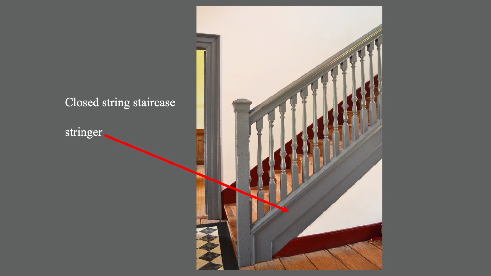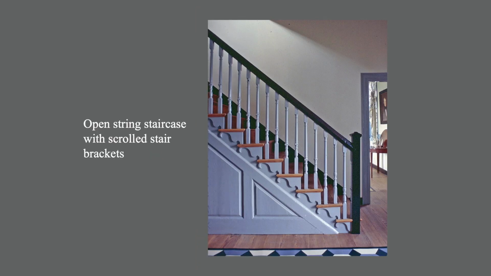Here we see what is called a closed string colonial stair, meaning that the ends of the risers and treads are covered by a stringer or string board. In this example, the stringer takes the form of a two-fascia architrave. The closed string stair contrasts with an open string stair, where the ends of the risers and treads are exposed.